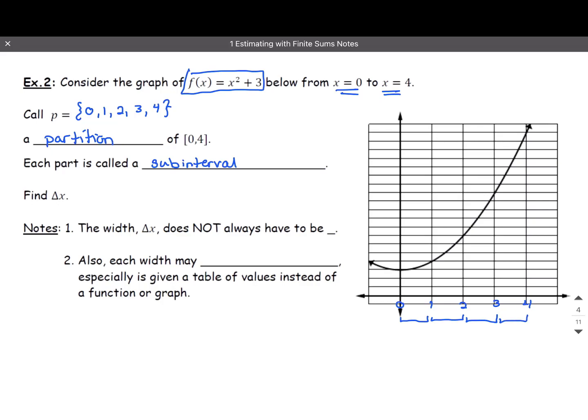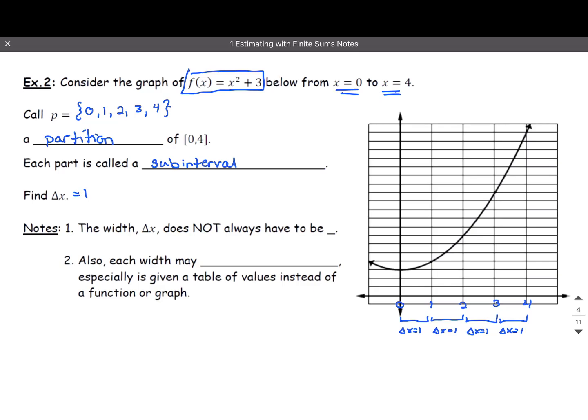Now the change in x from 0 to 1, we changed by 1. From 1 to 2, we changed by 1. From 2 to 3, we changed by 1. From 3 to 4, we changed by 1. So it's very consistent in this one. The delta x is always 1. The change in our x's is always 1.